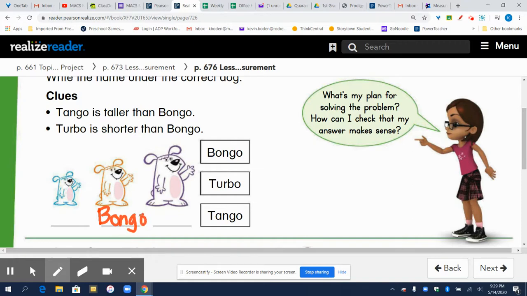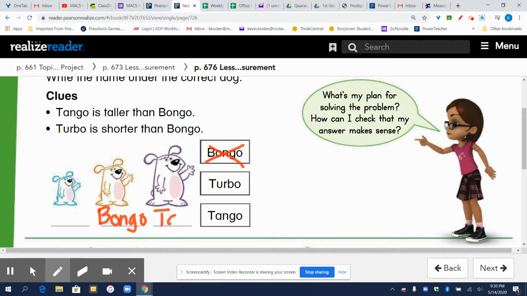Now let's see if that's right. So Bongo, you're out of here. Now let's read the clues again. Tango is taller than Bongo. So which one's taller than Bongo? Is it the green or blue one down there or the purple one? That's right. The taller one is the purple one.